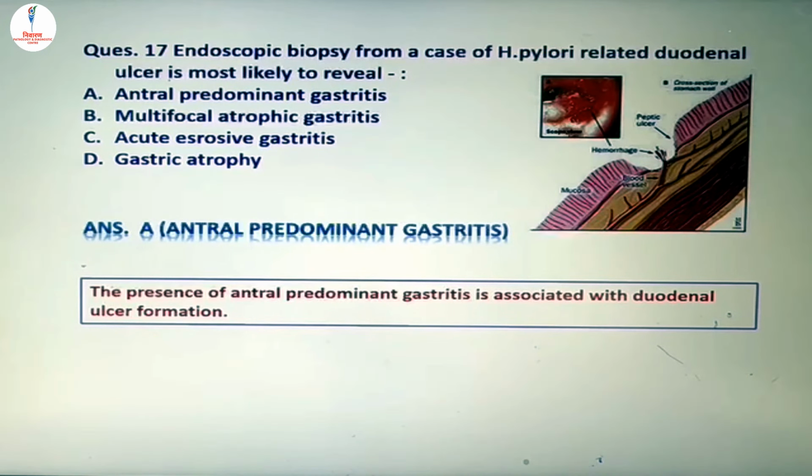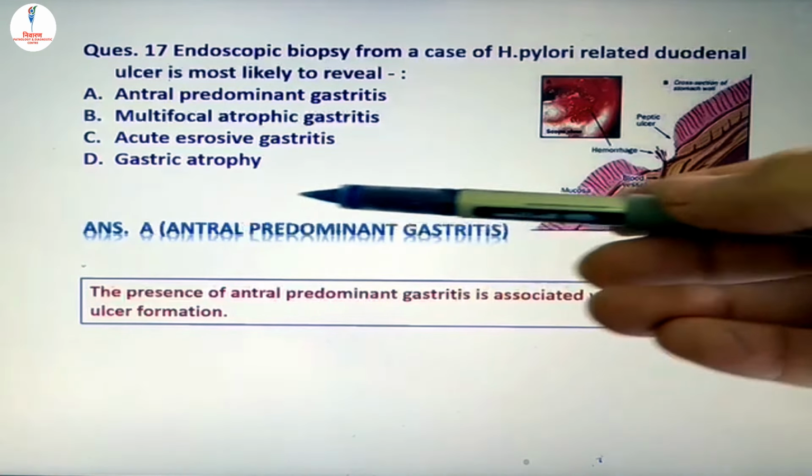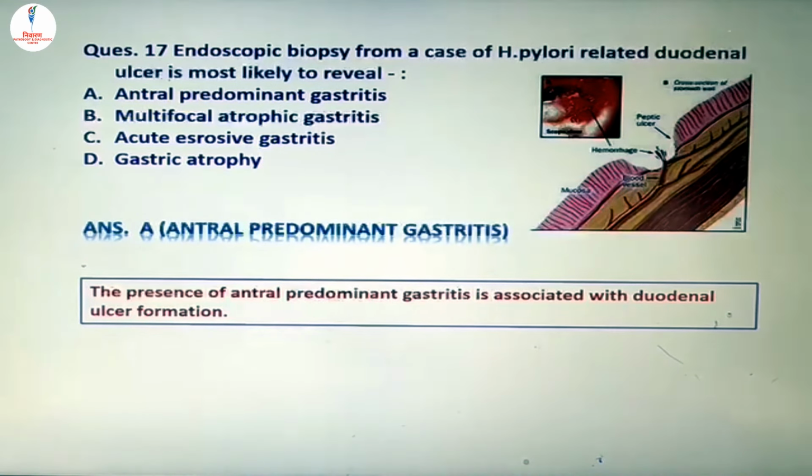Next is endoscopic biopsy. In the case of H. pylori related duodenal ulcer, it is most likely to reveal, we have already studied, the answer will be antral predominant gastritis. So presence of antral predominant gastritis is associated with duodenal ulcer formation. So again, the question: endoscopic biopsy from a case of H. pylori positive duodenal ulcer patient, the most likely finding in the diagnostic slide, the answer is antral predominant gastritis.